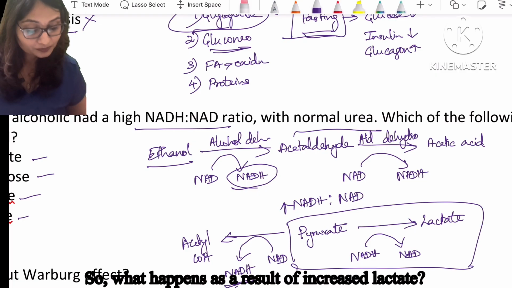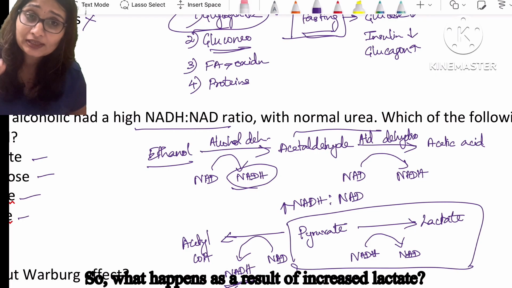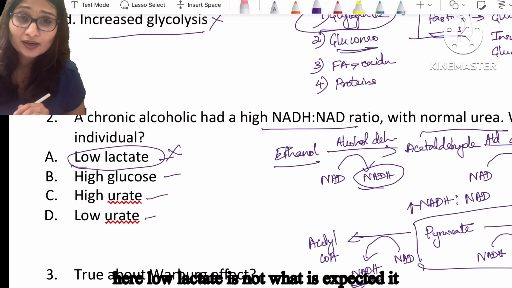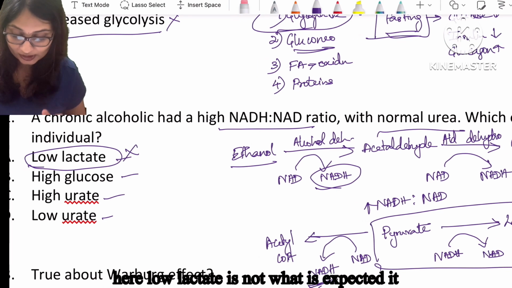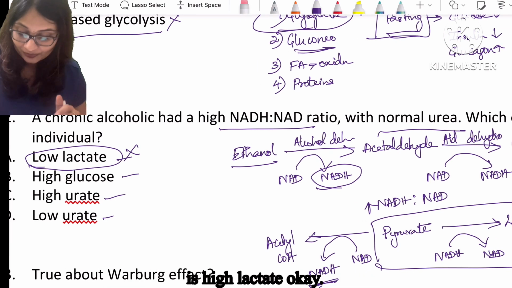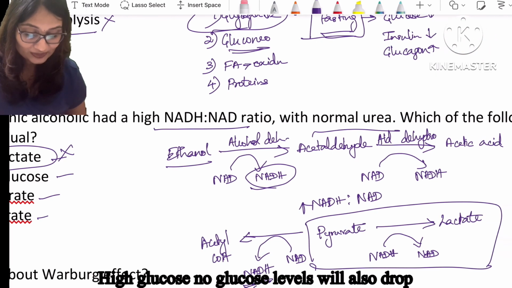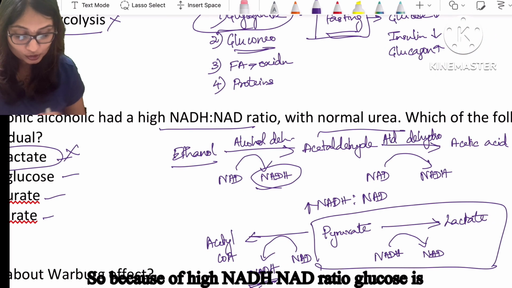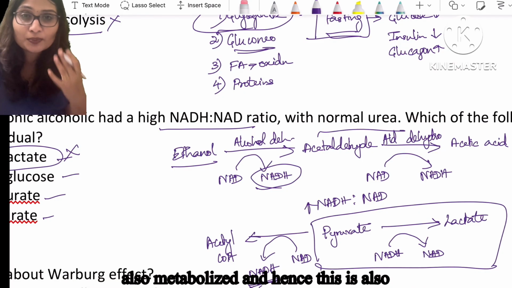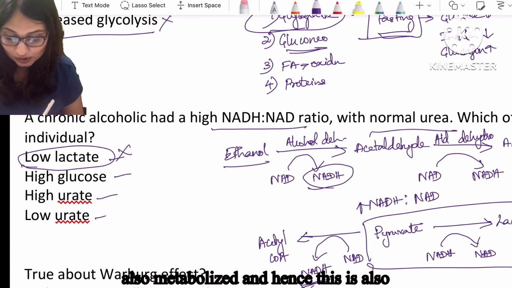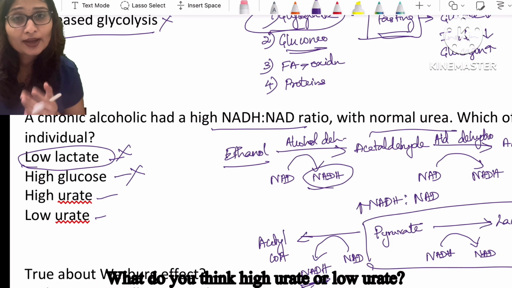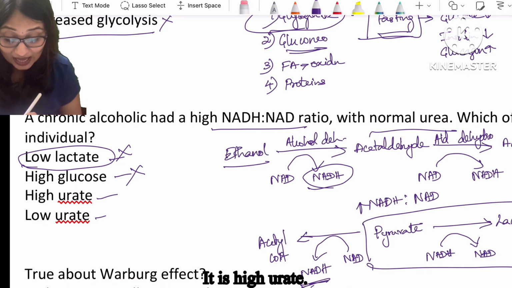So what happens as a result of increased lactate? We can already rule out option A. Low lactate is not what is expected, it is high lactate. High glucose, no, glucose levels will also drop down. Because of high NADH-NAD ratio, glucose is also metabolized, and hence this is also not an option. So let's decide between high urate and low urate. What do you think? High urate or low urate? It is high urate.